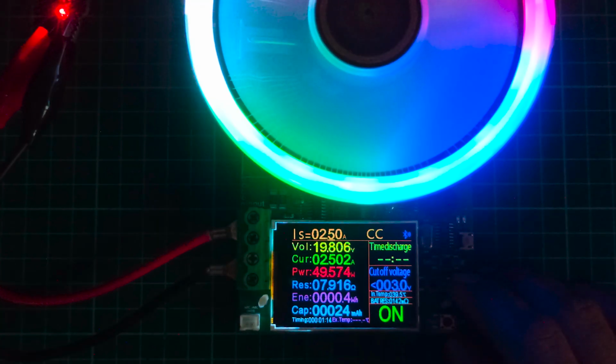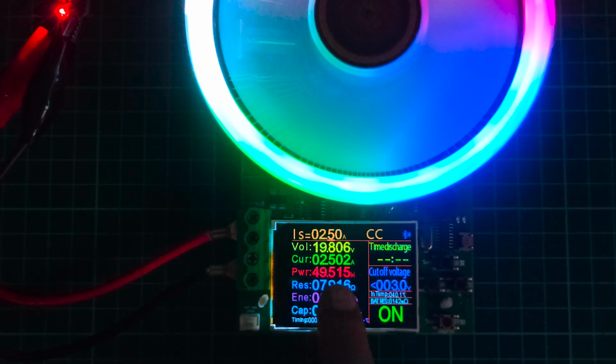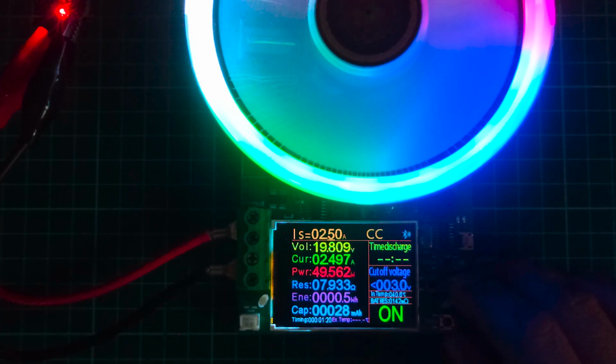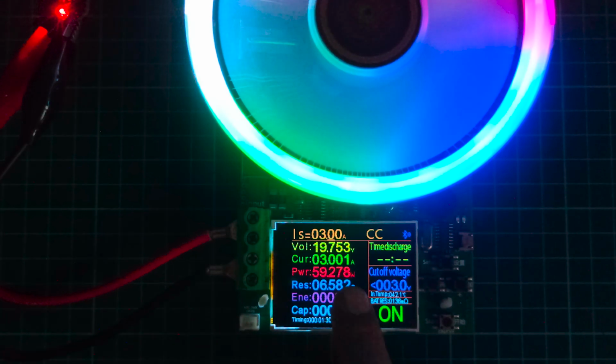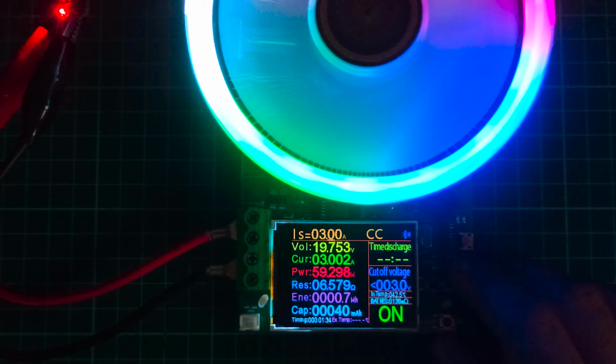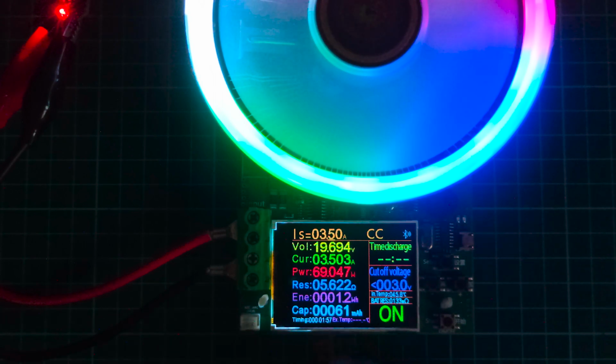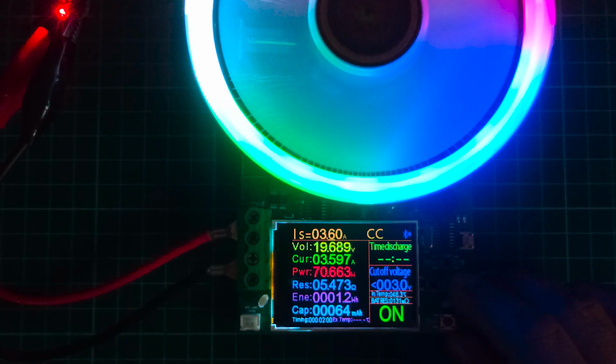At 2.5 amperes, there's a slight voltage drop, but we're still getting around 49.5 watts. At 3 amperes, the output is about 59.2 watts. At 3.3 amperes, we reach 65 watts. At 3.5 amperes, we get 68.9 watts. And finally, at 3.6 amperes, the load power reaches 70 watts.